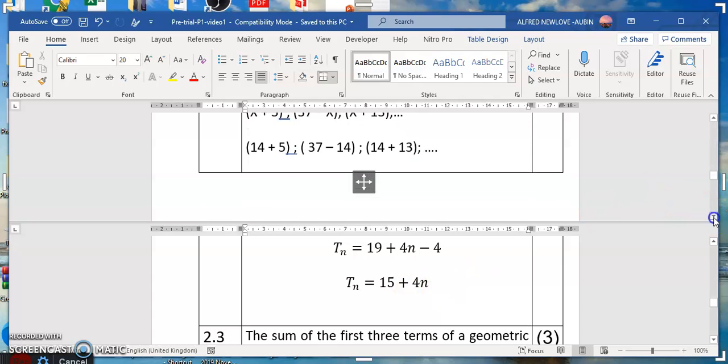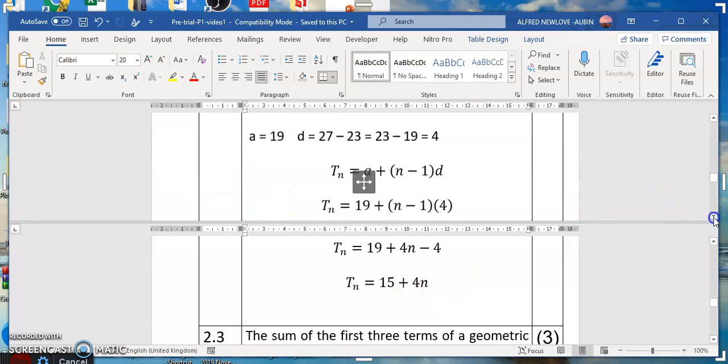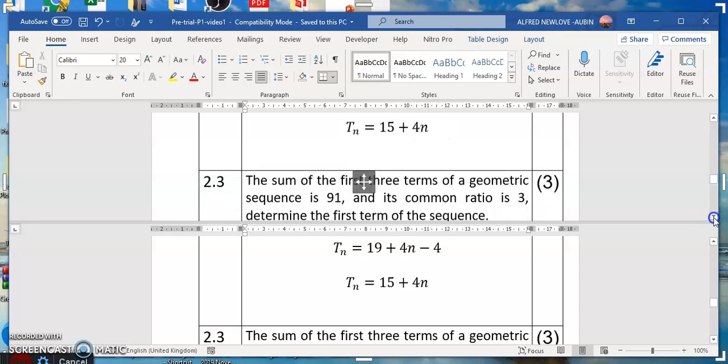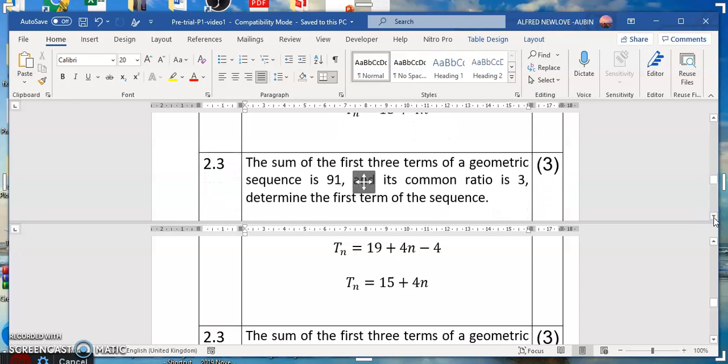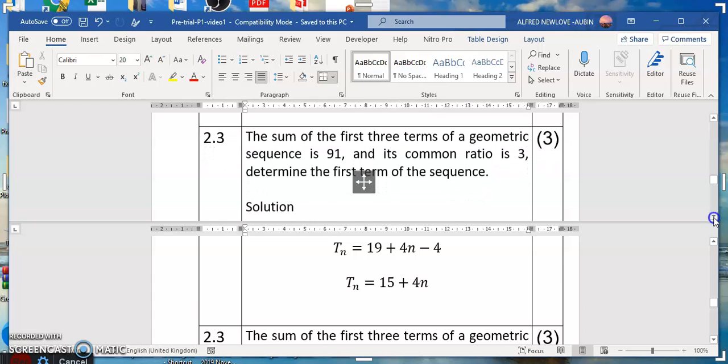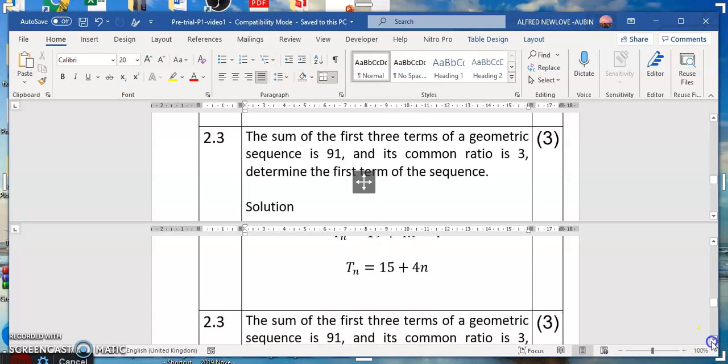Let's move on to the next question, which says the sum of the first 3 terms of a geometric sequence is 91, and its common ratio is 3. Determine the first term of the sequence. Let's see how we do that.